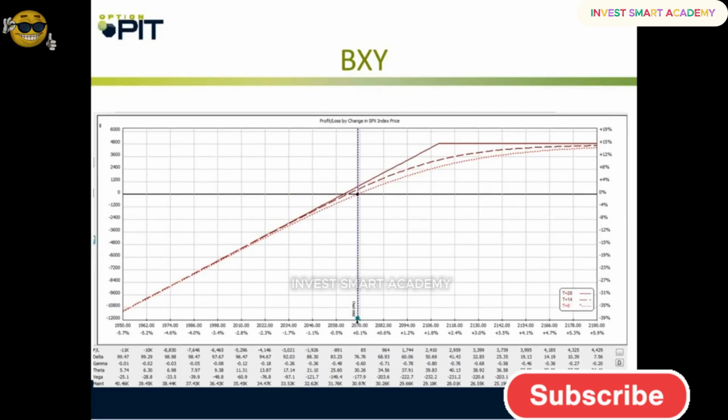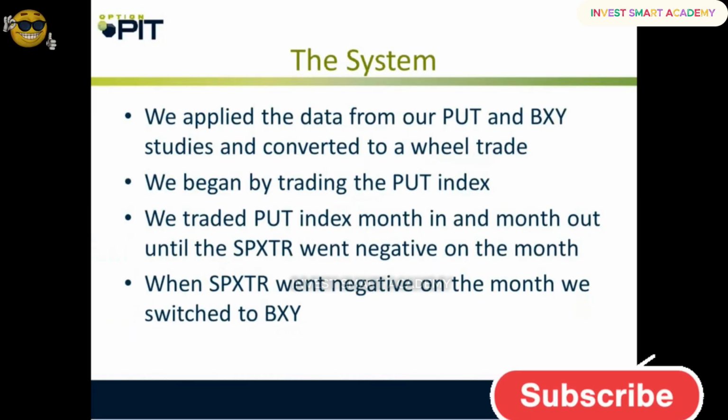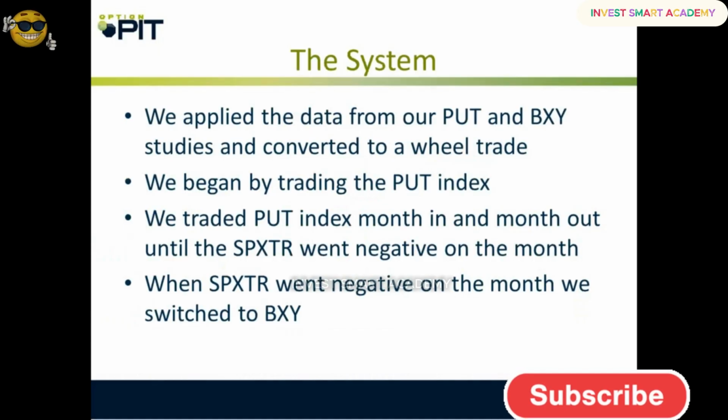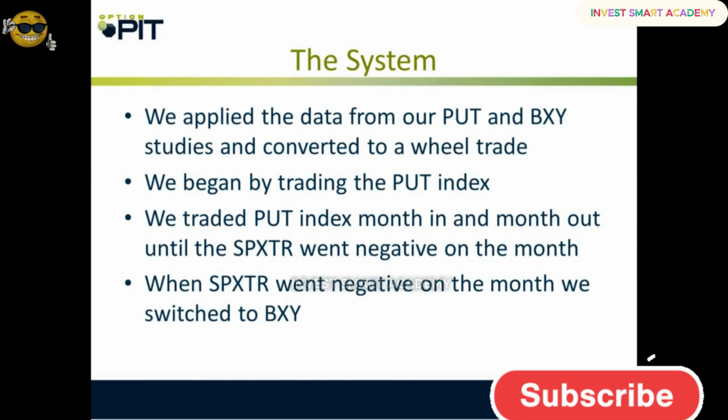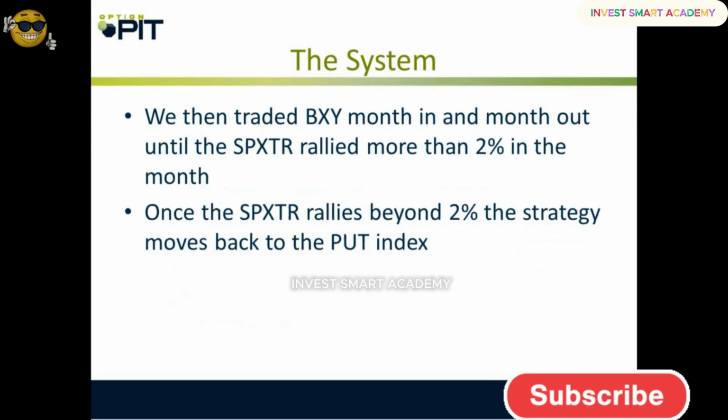You can do this in weeklies as well. So you apply the data from put and BXY studies and convert to a wheel trade, and you begin doing the put index month in and month out until the total return goes negative, and then when it goes negative, you switch to BXY, you make a lot of money. You then trade at BXY until the S&P rallies more than 2%, and then you switch back to put.